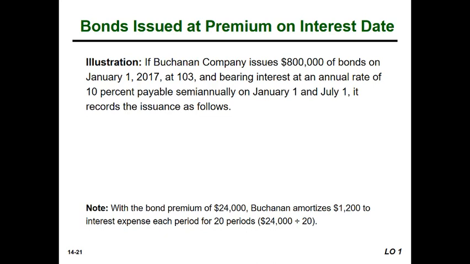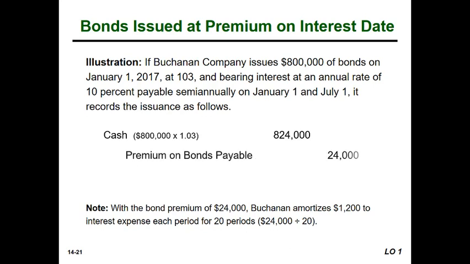This means 103%. So when we take $800,000 and we multiply that by 103% or 1.03, we will have cash proceeds of $824,000. Our obligation is only $800,000. So we have a premium on bonds payable of $24,000 and a bonds payable of $800,000. Now we're going to utilize the straight line method of amortization at $1,200 over 20 periods when we work on the amortization in the next slide.